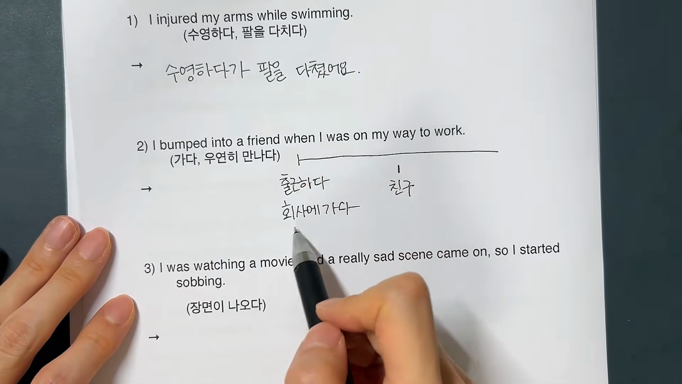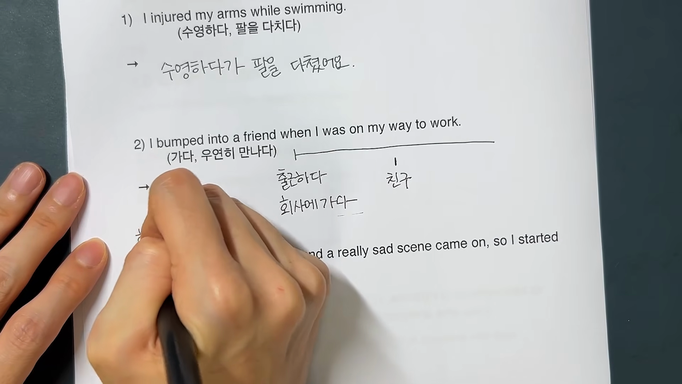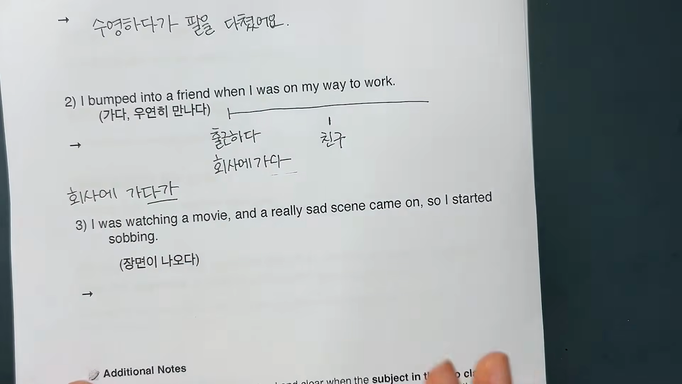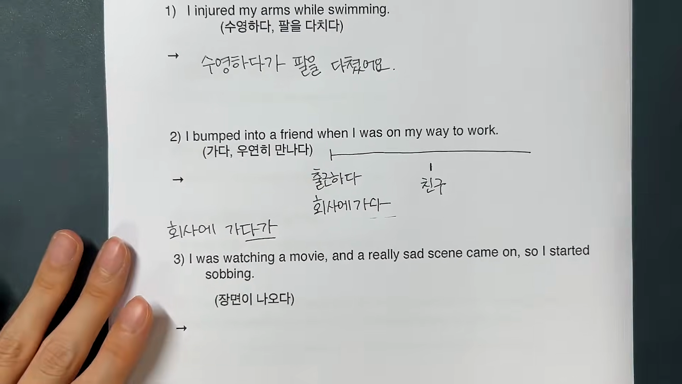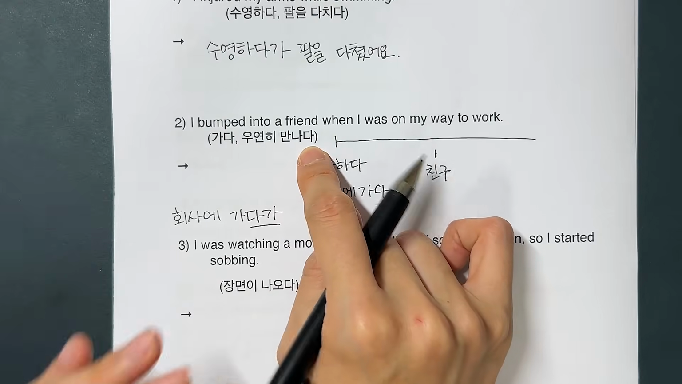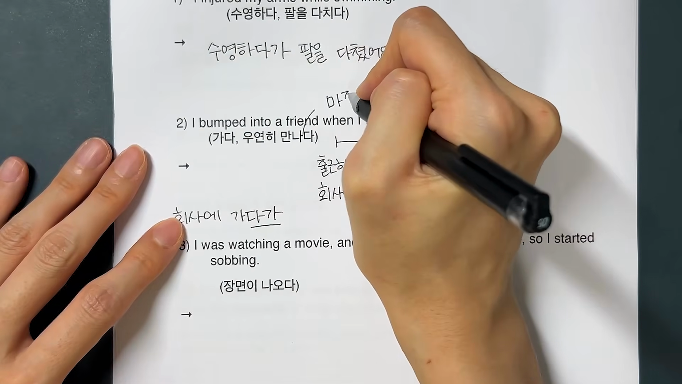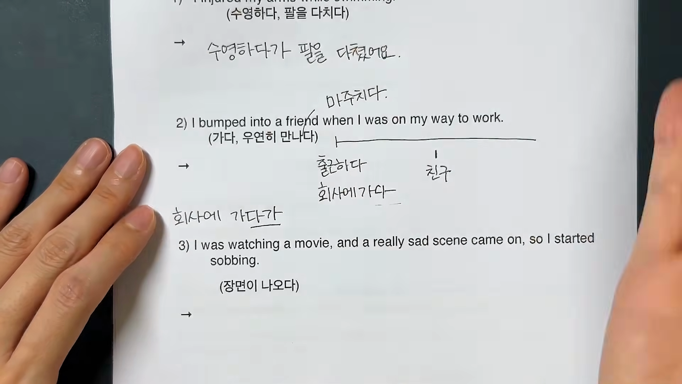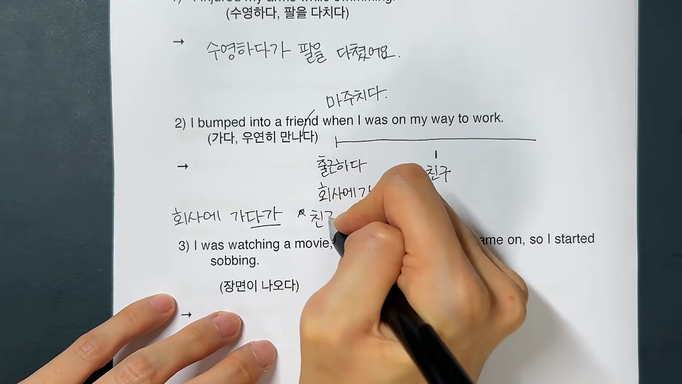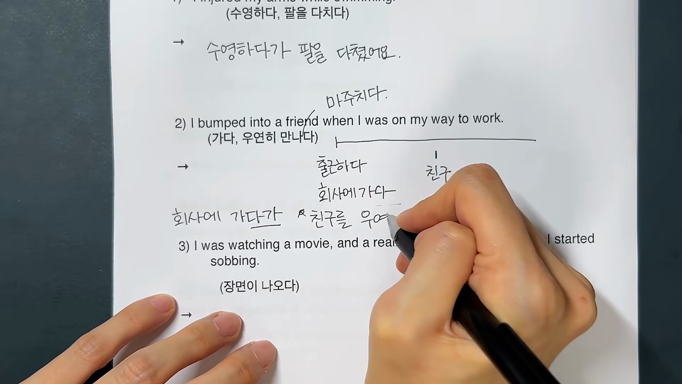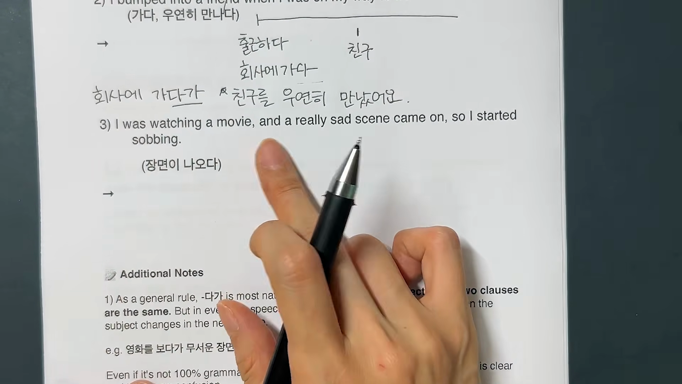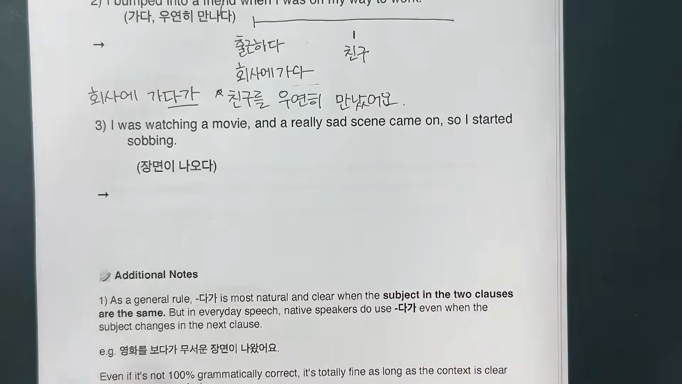So 회사에, let's use 회사에 가다. 회사에 가다가, I was on my way to work. 가다가, you bumped into a friend. So for bumping into someone, you can use either 우연히 만나다, which means coincidentally meet, so come across, or you could also use 마주치다. Either one is fine, but let's use 우연히 만나다. 회사에 가다가 친구를 우연히 만났어요.